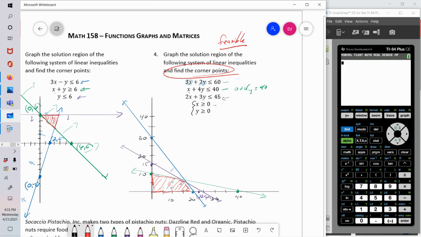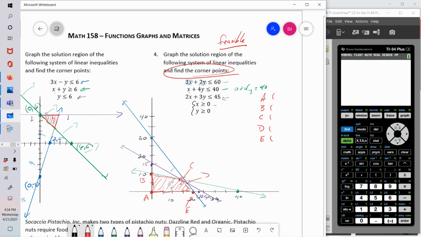In the problems where we're heading to, we're going to need to identify the corner points of the feasible region. That means we need to find the coordinates of point A, the coordinates of point B, point C, point D, and point E. And I'm going to label those over here. Point A, B, C, D, and E. What are the coordinates of each of those 5 points?